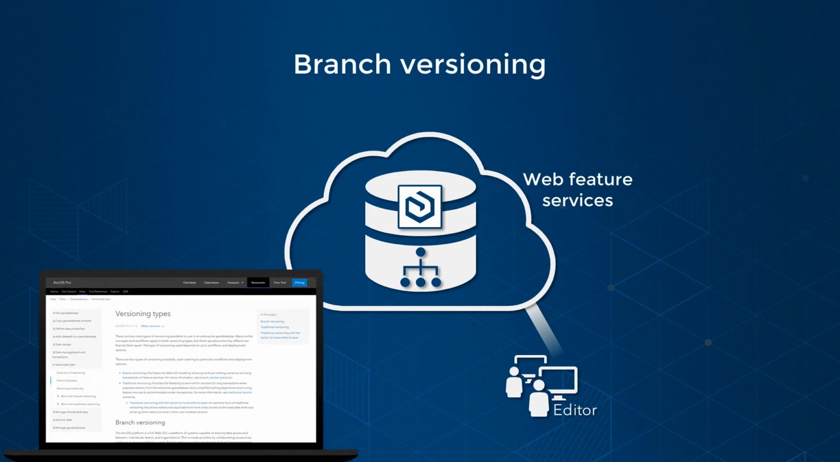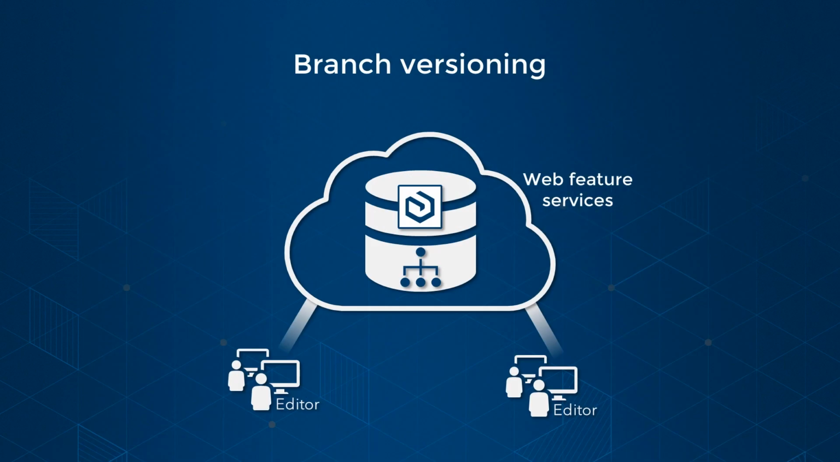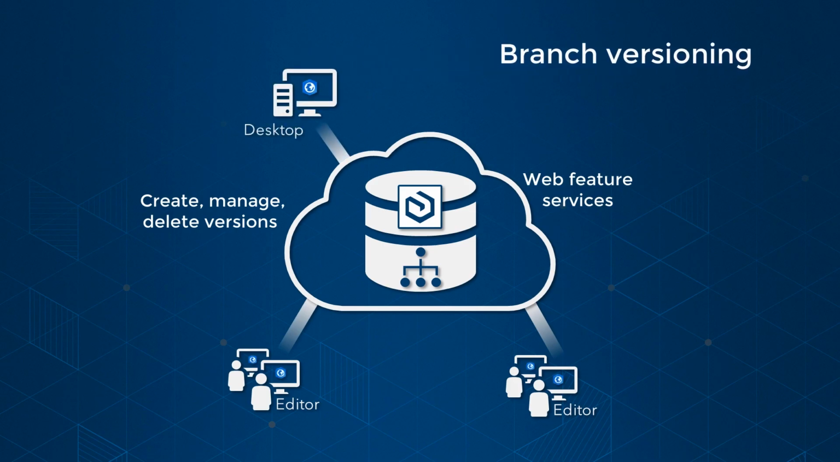Just an aside here, there are some differences between the traditional versioning model, which you may be familiar with, and branch versioning. But we won't get into this in this video. What you need to remember is that the branch version management widget only supports services with branch versioning. So more than just editing takes place via a branched version feature service, such as creating, managing, and deleting versions. And right now, all these tasks can be done through ArcGIS Pro.